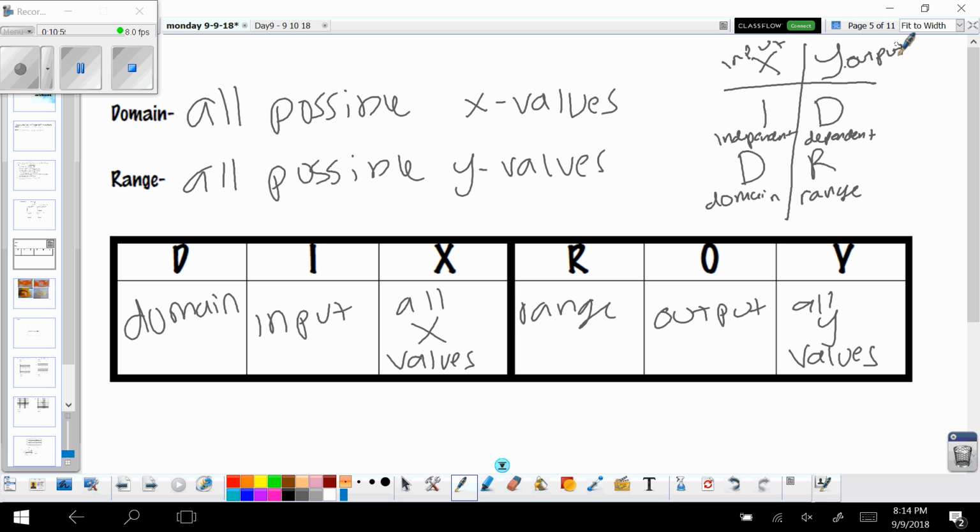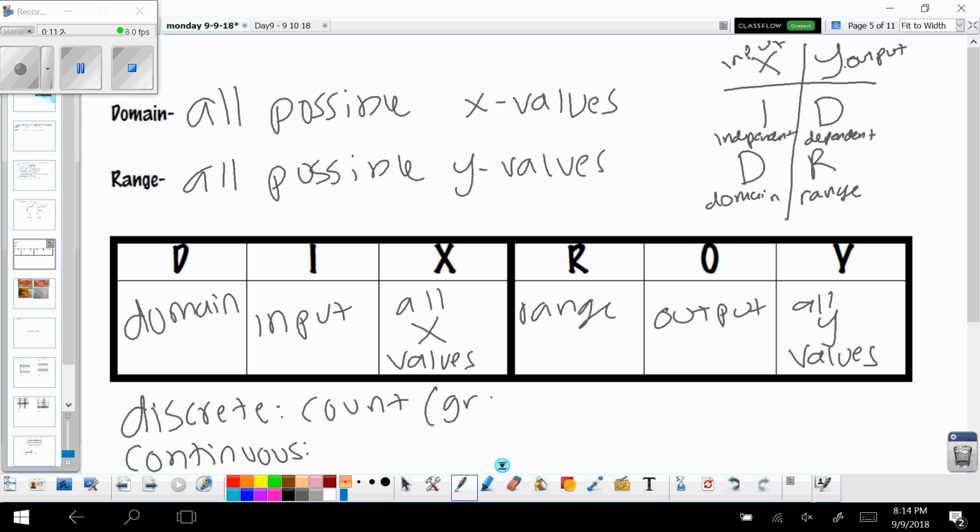Okay, so one last thing before we get going, I want you to write this right under your boxes for your acronym. One thing we need to know when we talk about domain and range is discrete versus continuous. Okay, discrete is something you count. And it's also only graphed with no lines, so discrete dots.